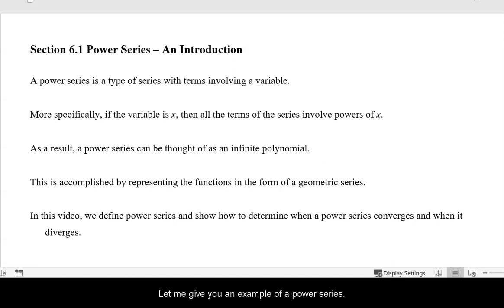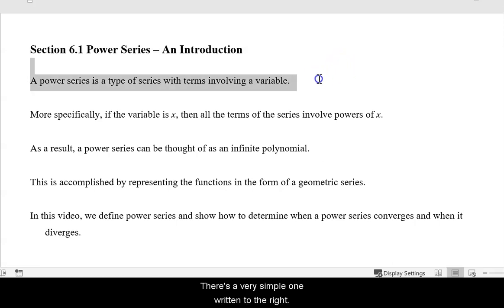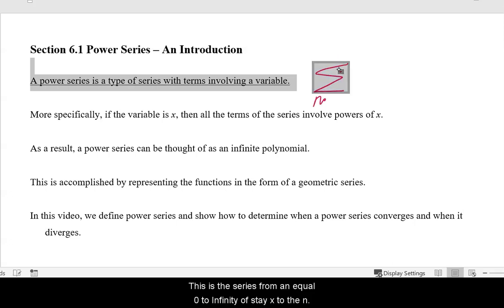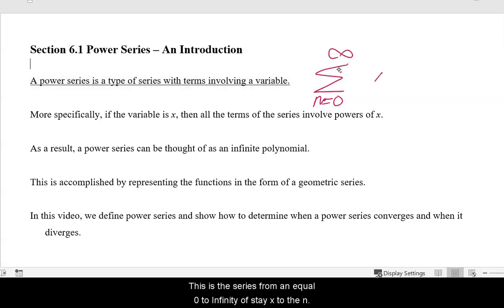Let me give you an example of a power series. Here's a very simple one written to the right. This is the series from n equals 0 to infinity of, say, x to the n. What I mean by a variable is that the index of summation is this n that we have been using in chapter 5, but the variable is the x.